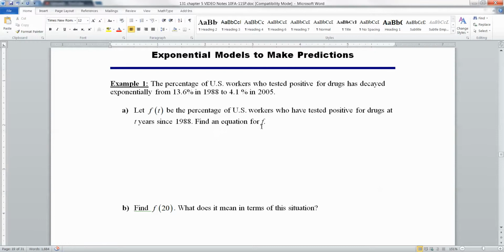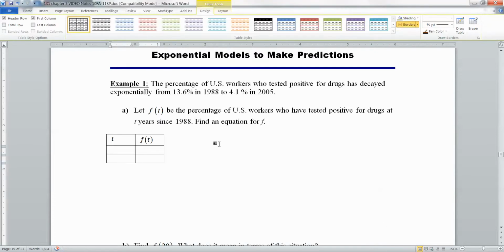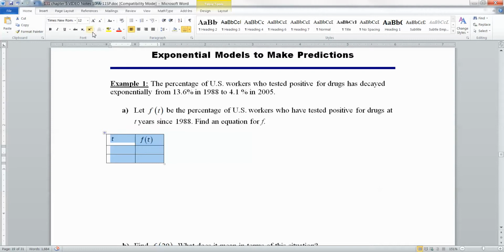Okay. Well, if we're going to find an equation, we're going to need some points, right? So let's think about this just a little bit. Actually, let me insert a table. Okay, so let's make a table of points for ourselves just to kind of figure this stuff out. So we want t as years since 1988. Now you notice right here, it said it was 13.6% in 1988. See that? So that means when time was 0, we were at 13.6.